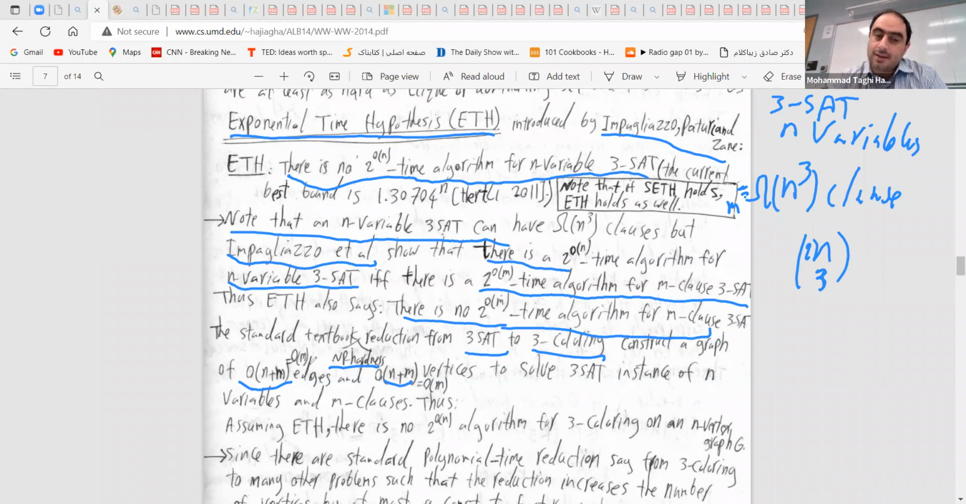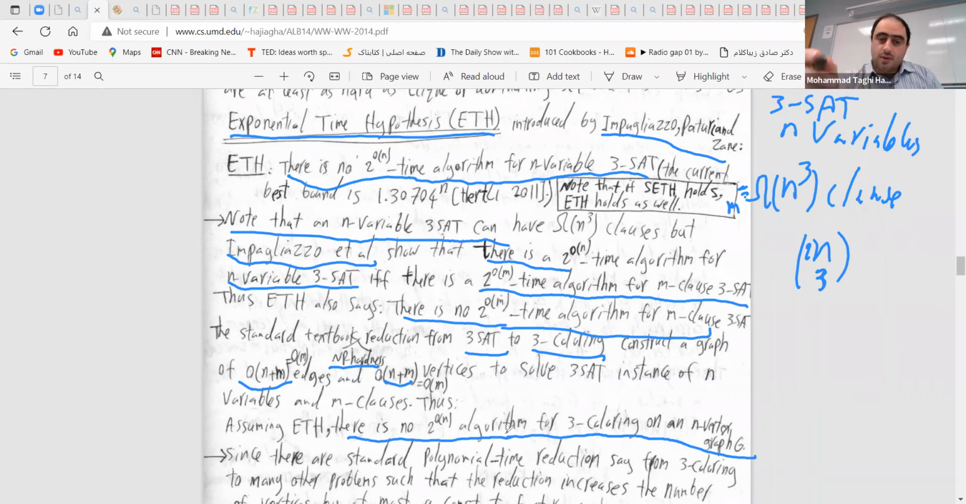So in some sense, these are sparse graphs. For them, the number of vertices and edges would be essentially the same, and both of them would be order of m. Now, we mentioned that ETH says that there is no 2 to the little o of m time algorithm for m-clause 3-SAT. This actually implies that there is no 2 to the little o of n time algorithm for 3-coloring of an n-vertex graph. So you can say that this NP-hardness reduction is also the one that keeps the parameters the same.